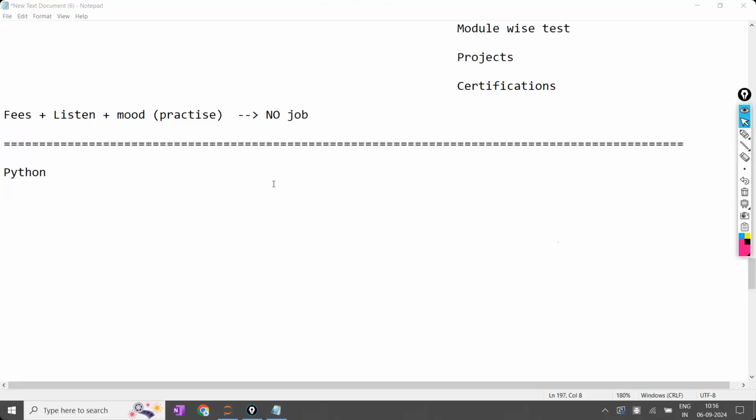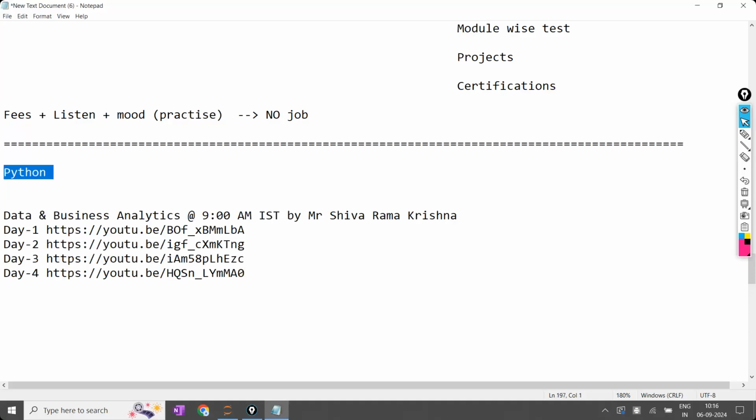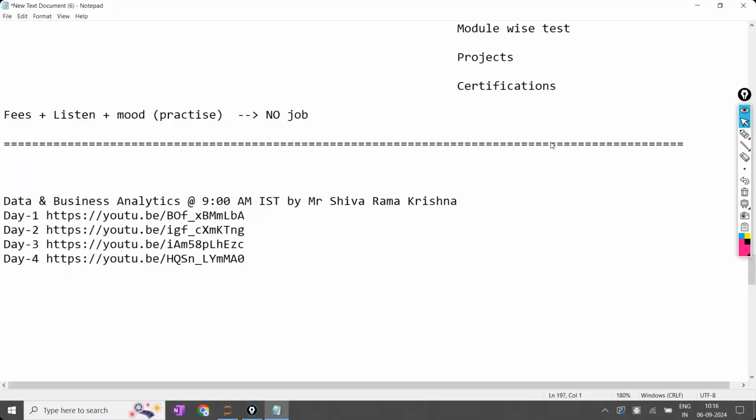I assume most of you have joined the WhatsApp community. In the WhatsApp community, we are going to share this notepad. This entire notepad I'll share along with the previous class recordings. I'm going to share the class recordings. As for which application we are going to use for coding, Manish, I'm going to use Jupyter notebook only.